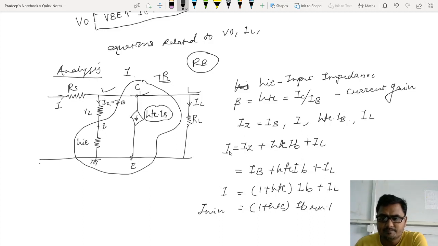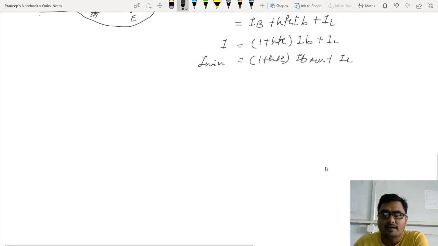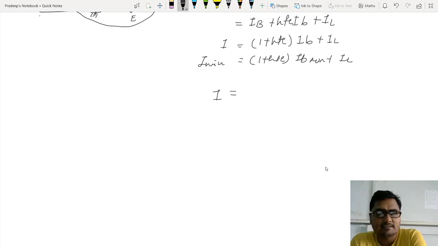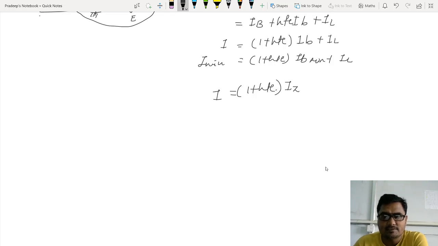minimum plus IL. Roughly, when I want to use this equation, then I will replace IB with IZ. Why? Because in general statements of any regulator, where I'm using Zener, the Zener minimum current is available, whereas IB is not available. Generally IB is neglected. So that's why I will write 1 plus HFE multiplied by IZ. Now instead of IB, I am putting IZ plus IL. So this is the equation I will use henceforth.